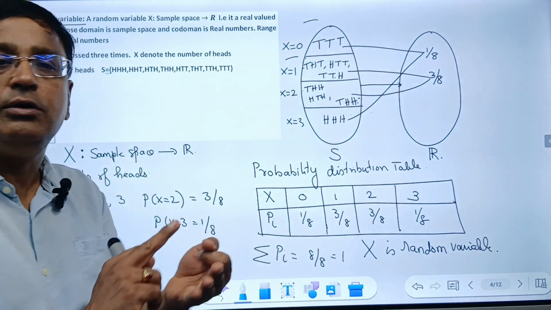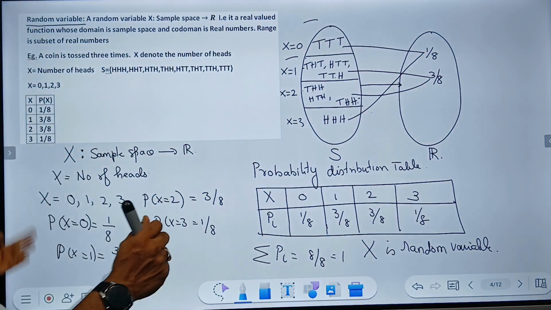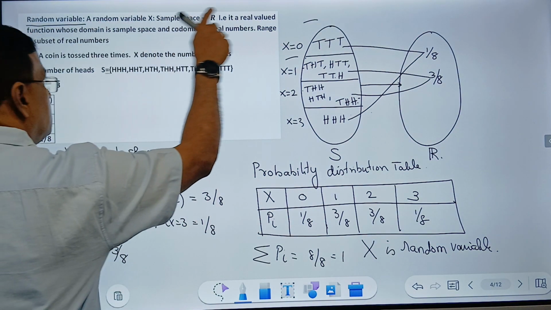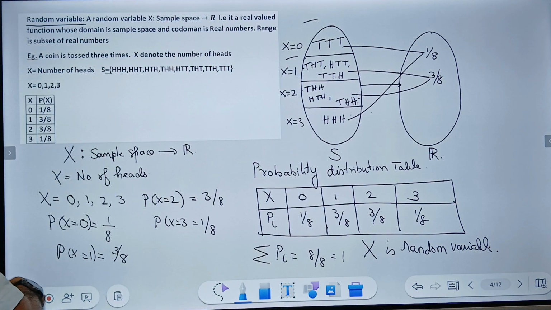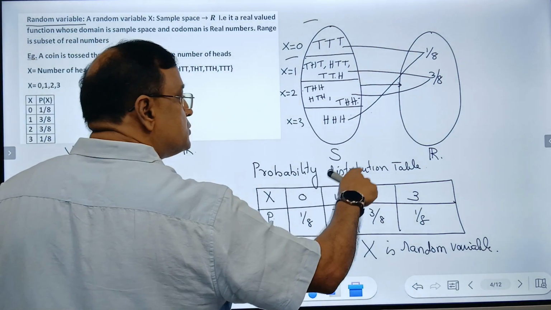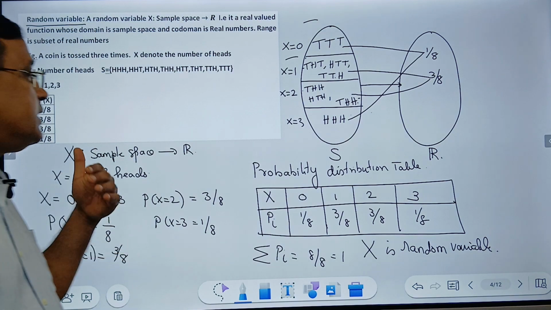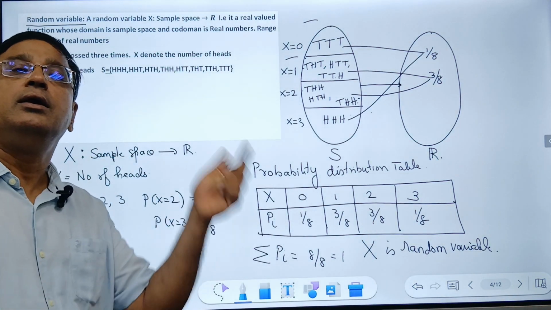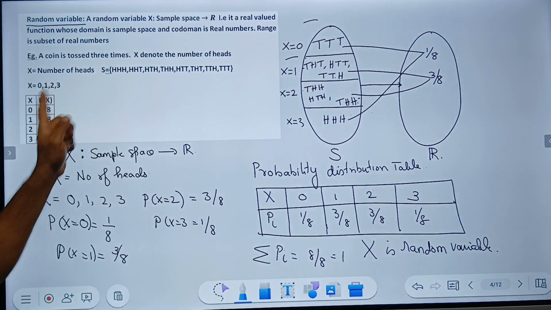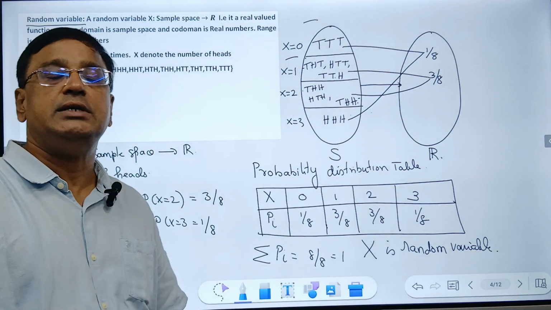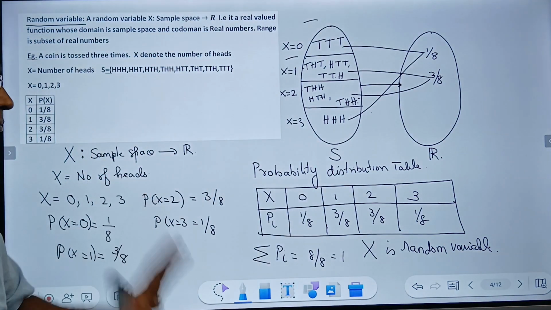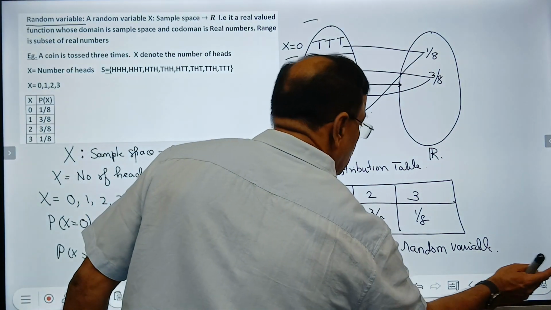So 3 important things that you should know. The first important word is what a random variable is. The second important word is what a probability distribution table is. And third, what is the condition? If you want to know that x is a random variable, how do I verify? Your total probability of x should be 1. Otherwise, it is not a random variable. Okay. I hope it's clear.